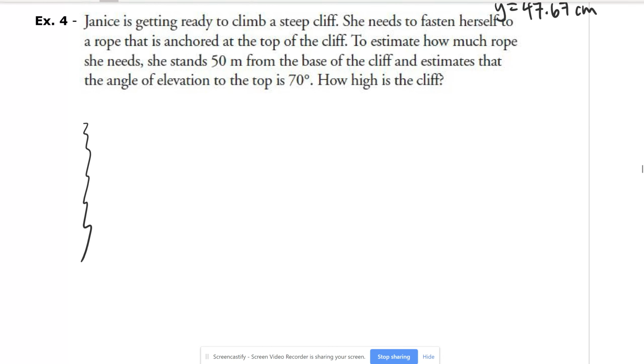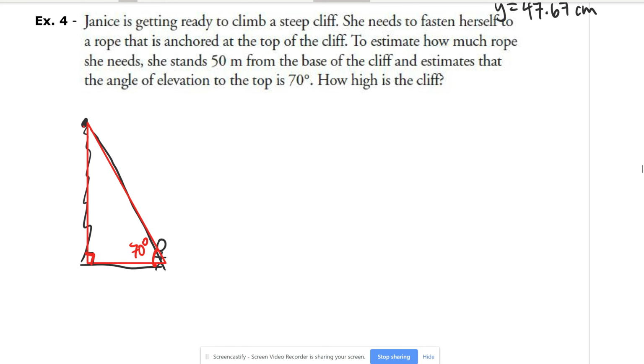So here's my cliff. Rope is fastened to the top of the cliff. Janice stands 50 meters from the base. And here's her rope. And she's estimating an angle of elevation of 70 degrees. So first of all, there's a triangle here. Okay. And the cliff makes an angle of 90 degrees with the bottom. So there's my 90 degree angle. Angle of elevation is 70 degrees.